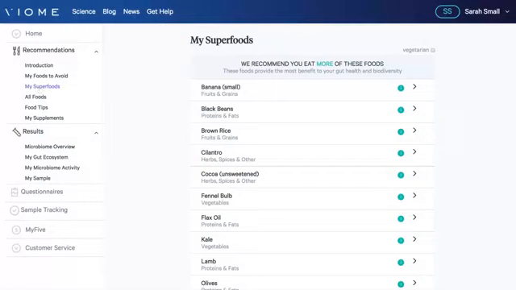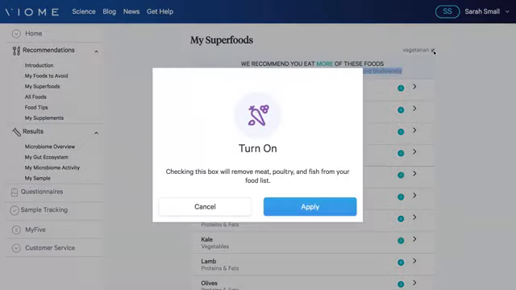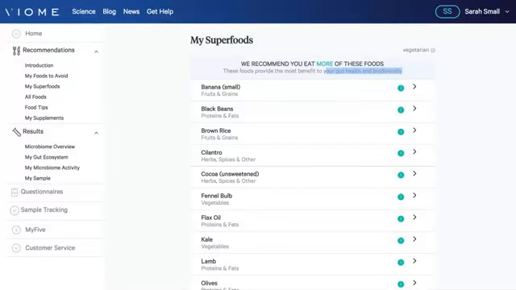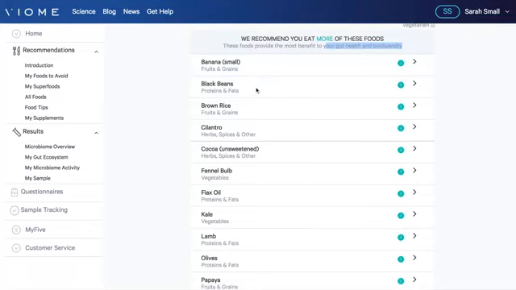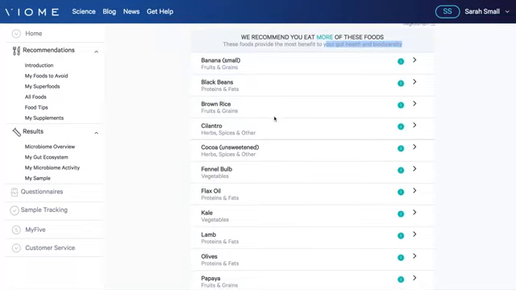And then my superfoods. We recommend you eat more of these. They're going to benefit gut health and biodiversity. This is cool too: if you're vegetarian, you can click this little box and it'll remove all of the meat from the list. I'm not a vegetarian, so I'm not going to do that. So we recommend we eat more of these foods.